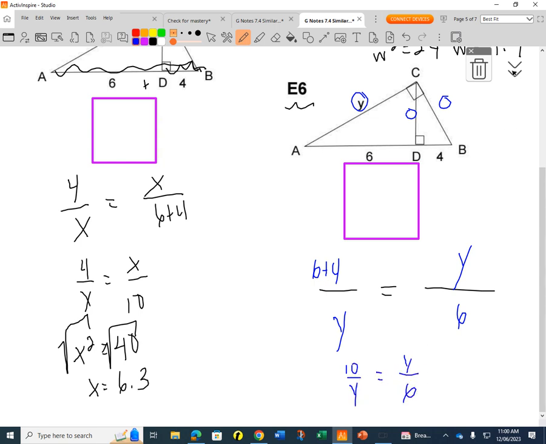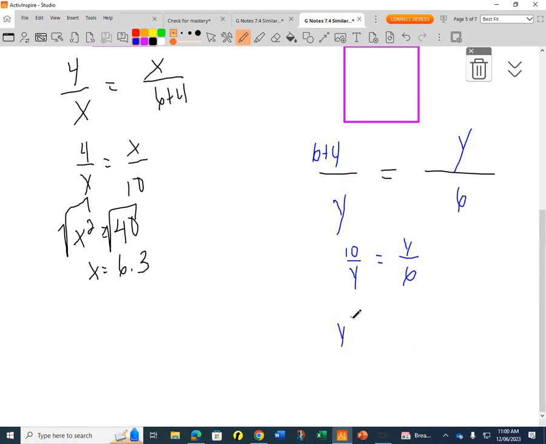So now we're going to cross multiply. And we're going to take the square root of 60. And we're going to round that to 7.7, I think. Yep, 7.7. Any questions?